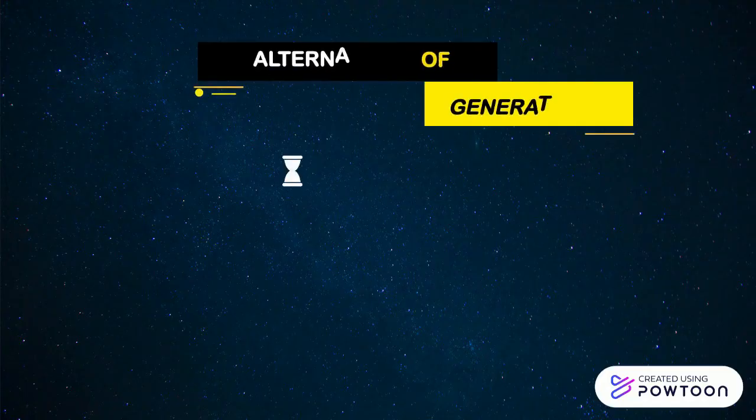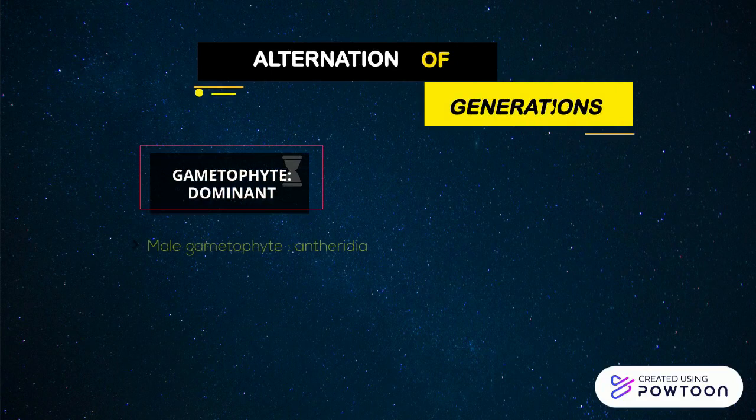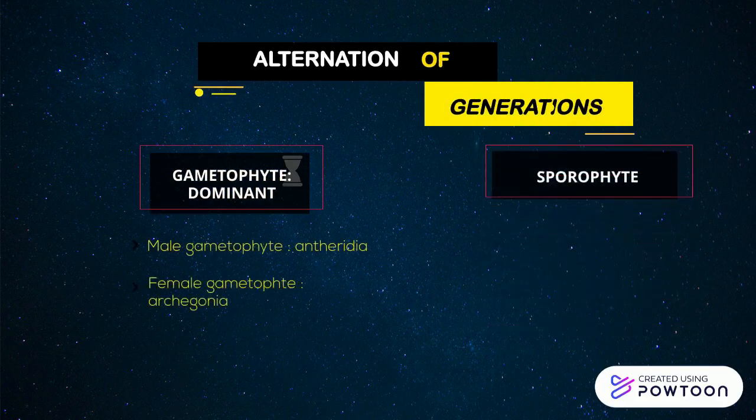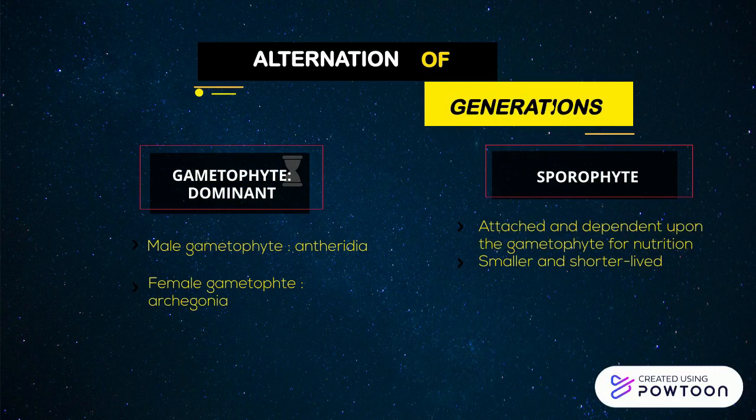Alternation of generation can be divided into two, gametophyte and sporophyte, but the dominant is gametophyte. Gametophyte consists of male gametophyte, antheridia, and female gametophyte, archegonia, while sporophyte is attached and dependent upon the gametophyte for the nutrients, with smaller and shorter leaves, and is the smallest and simplest sporophyte ever.